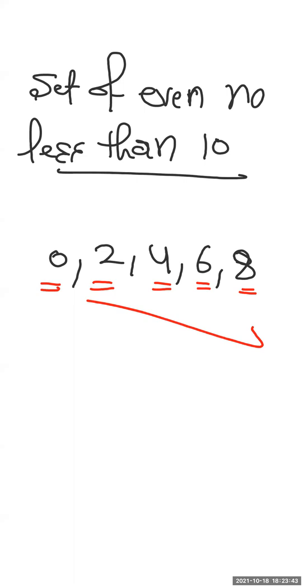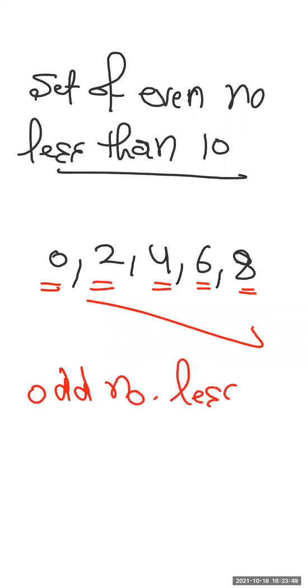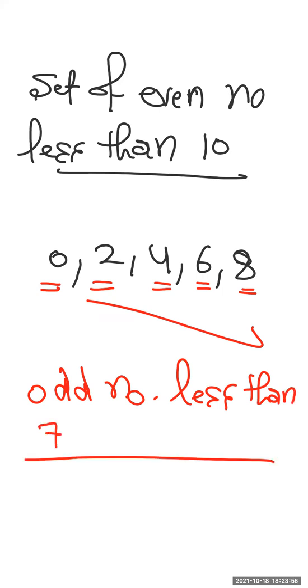If it's the set of odd numbers less than 7, so 1, 3, 5. That's it. Correct, guys? So we have to list the elements this way.